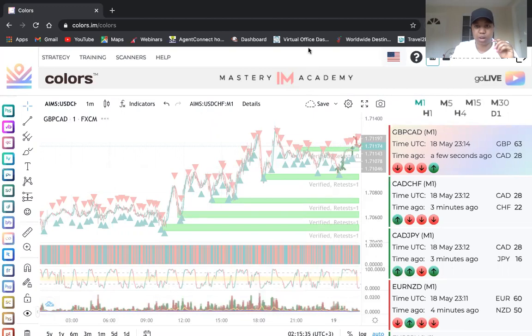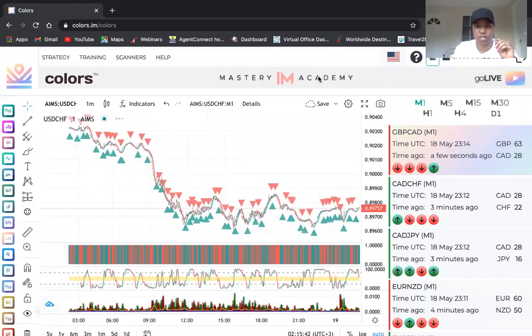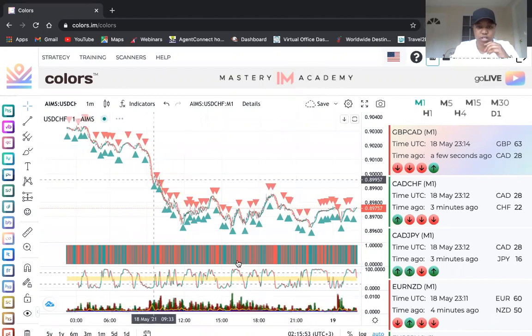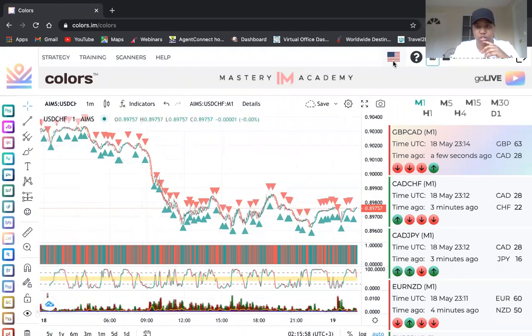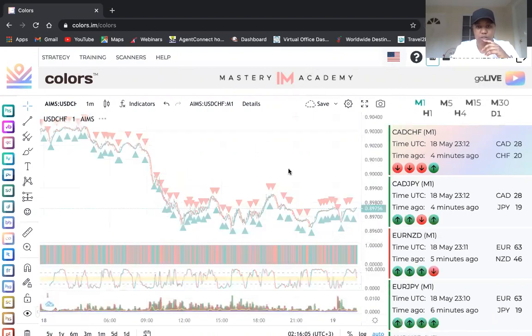Let me just bring up the chat box, guys. If you do have any questions, feel free to drop them in the chat box, and I'll answer as I go. And we're going to jump into some live trades as well, guys. We're going to be taking some live trades as well. Yes, so the messages are just coming in, so everybody can see.